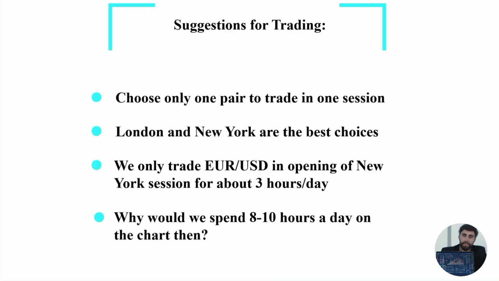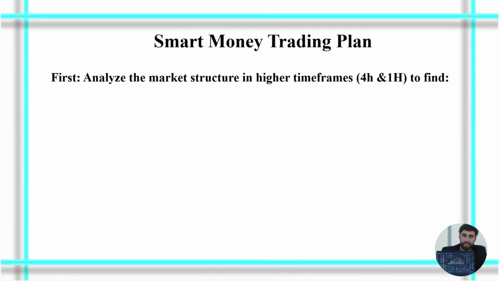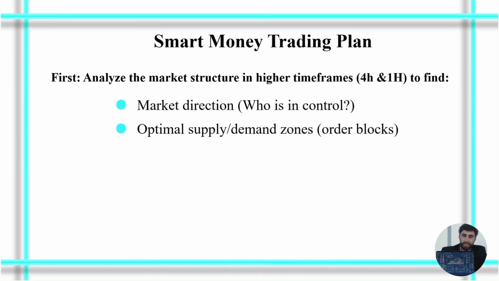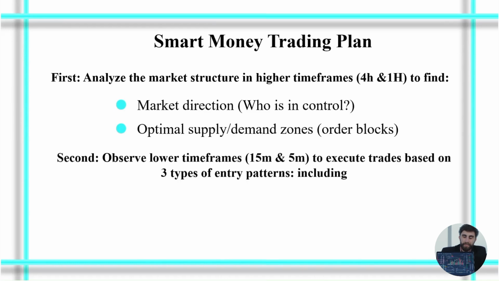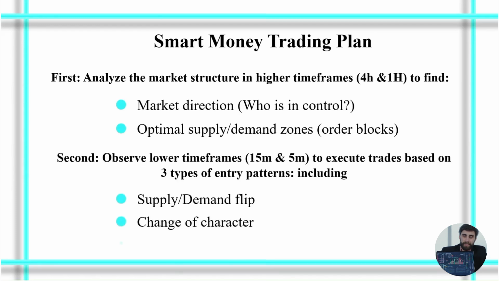Now, let's jump into the trading plan. The smart money trading plan consists of 2 steps. First, we analyze the market structure in higher time frames to find market direction, who is in control, and optimal supply and demand zones or order blocks. Second, we observe lower time frames to execute trades based on 3 types of entry patterns, including supply or demand flip, change of character, continuation.